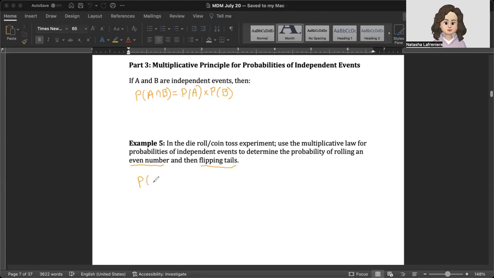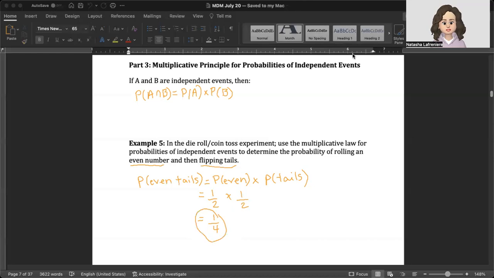Okay, so here we've got P of even and tails is equal to the probability of even times the probability of tails. The probability of it being even is 1/2, and the probability of it being tails is 1/2, and so that gives us 1/4. And that was our original answer that we had gotten.